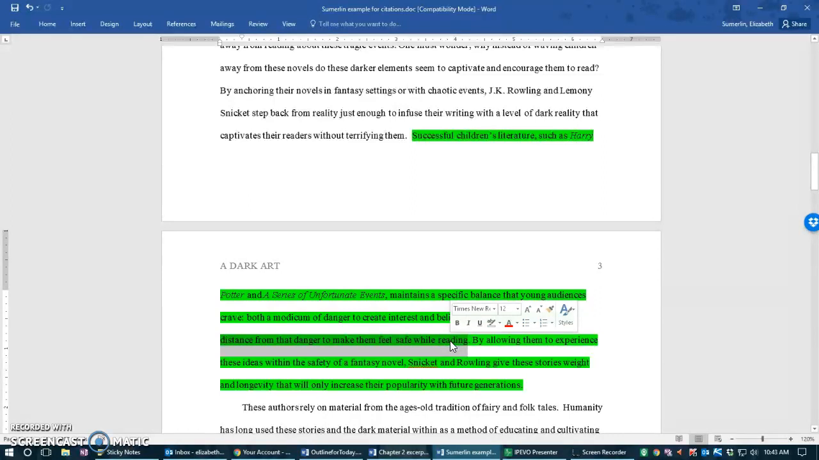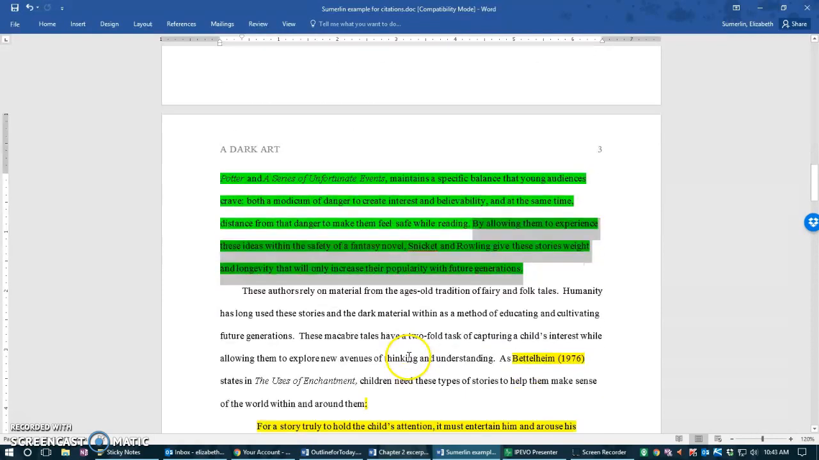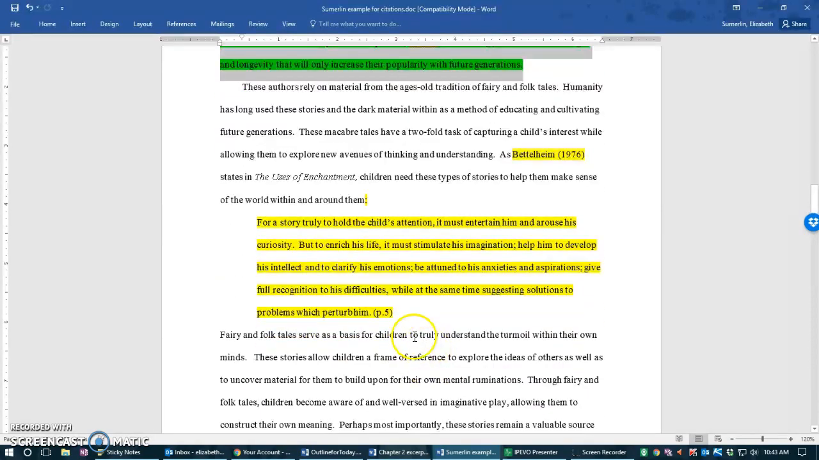That's paragraph one. Paragraph two is going to be about how they have dark, dangerous things in them, and it's safe because it's not happening to the child, it's happening to a different child. It's happening to Harry. So paragraph one, why the danger is there. Paragraph two, why the distance matters. By allowing them to experience these ideas within the safety of a fantasy novel, Snicket and Rowling give these stories weight and longevity that will only increase their popularity. So how making them dark is going to make them timeless, paragraph three. That's how your thesis can become your paragraphs. Now, moving through the rest of this, here is a citation.